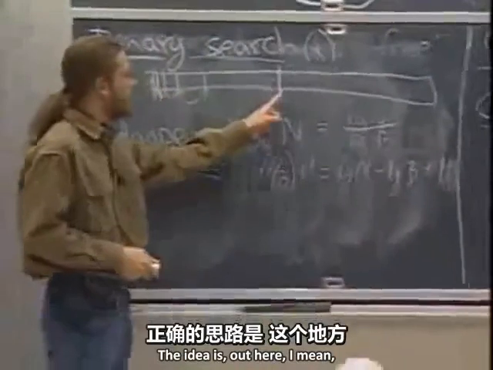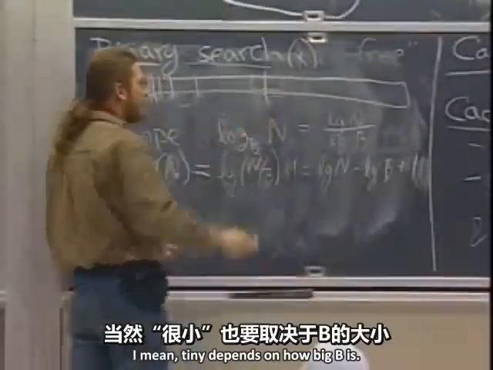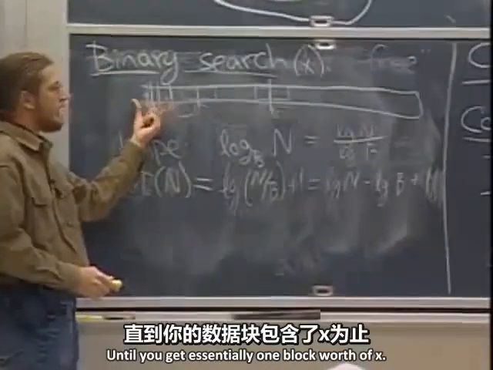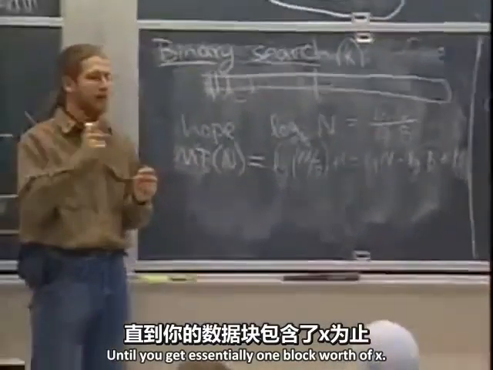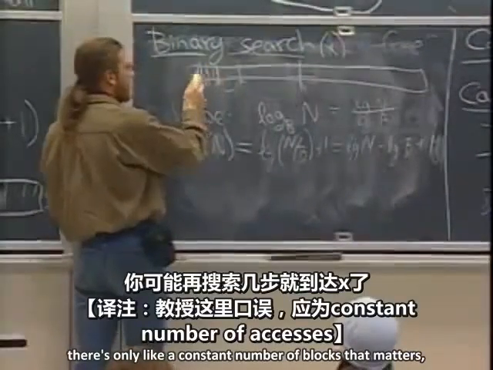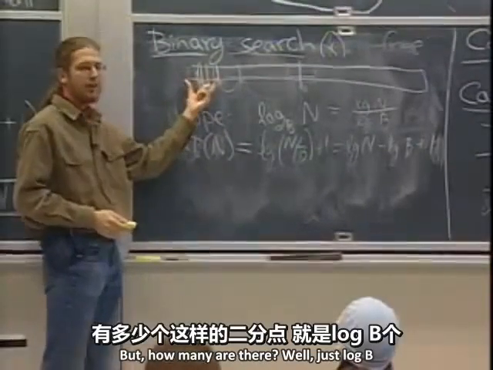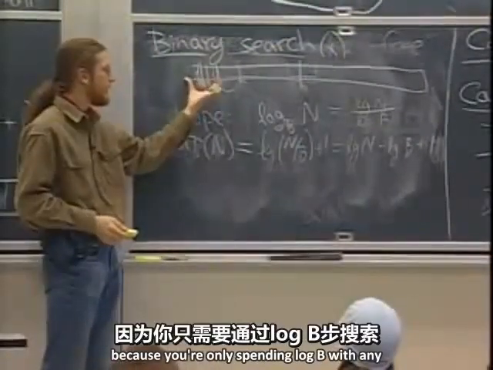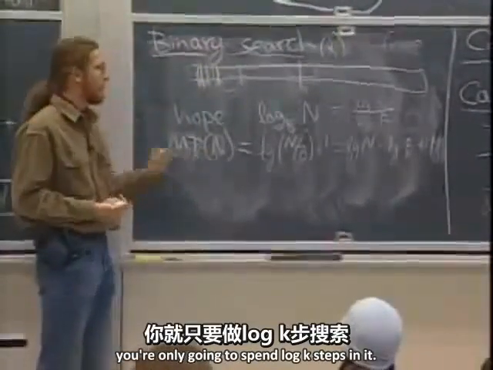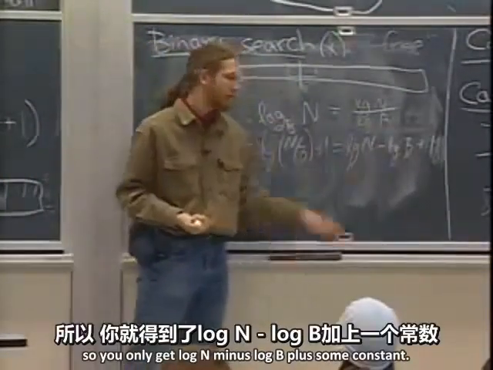The idea is, out here, there's some little tiny block that contains this thing. Tiny depends on how big b is. But each of these items will be in a different block until you get essentially within one block's worth of x. When you get within one block's worth of x, there's only a constant number of blocks that matter. And so all of these accesses are indeed within the same block. But how many are there? Well, just log b. Because if you're within an interval of size k, you're only going to spend log k steps in it. So you're saving log b in here. But overall, you're paying log n. So you only get log n minus log b plus some constant.